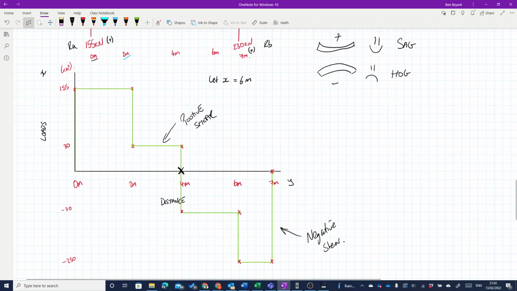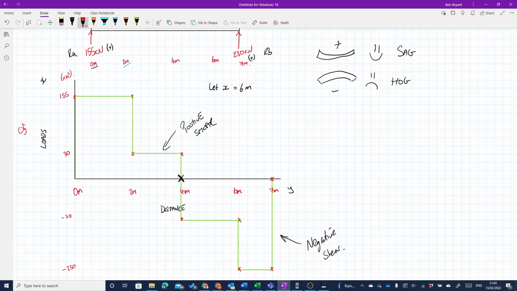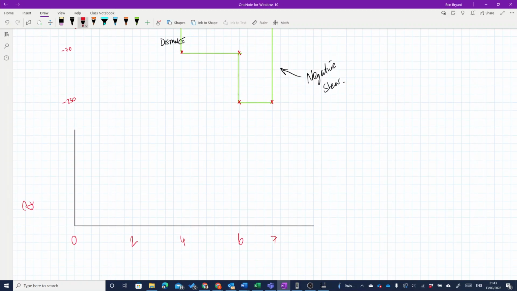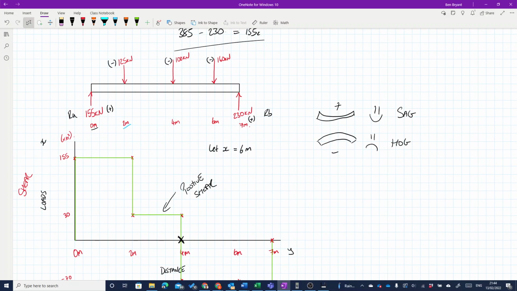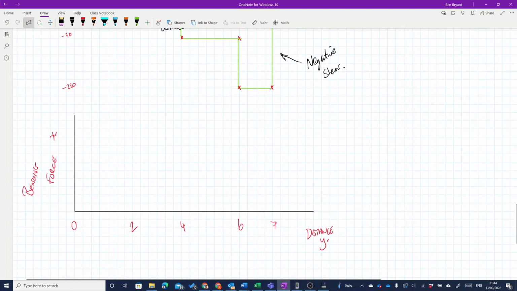So we know this one is obviously our shear. This is going to be our bending. And again, we have our force on the x-axis, distance on our y.